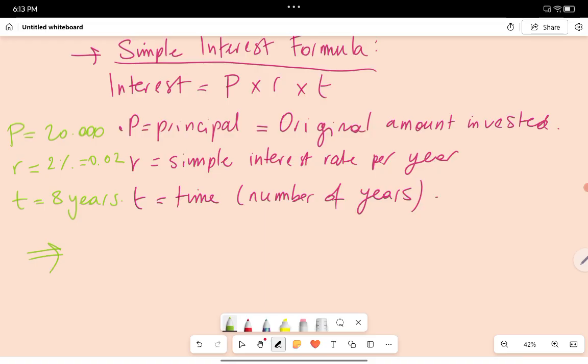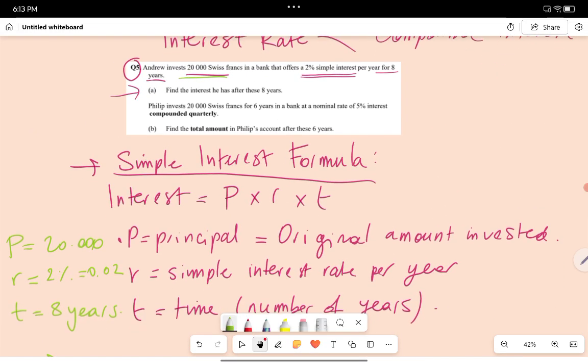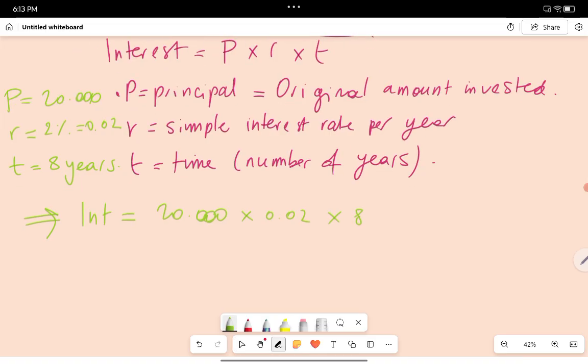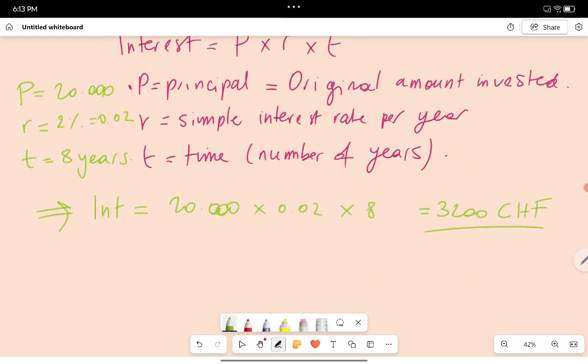So what is the interest after 8 years if we have a simple interest rate? The interest will be 20,000 times 0.02 times 8, so that is 3,200 Swiss francs. That is the interest he has after 8 years having a simple interest.